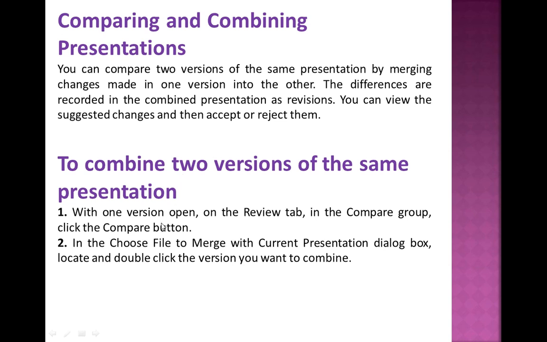How to combine? With one version open, click on the Review tab, go to the Compare group, click on the Compare button. In the Choose File to Merge with Current Presentation dialog box, locate and double-click the version that you want to combine. Means you can choose the file or the presentation, simply double-click the version that you want to combine.